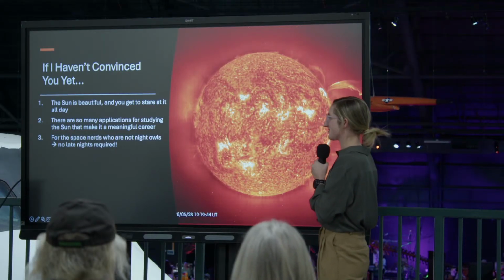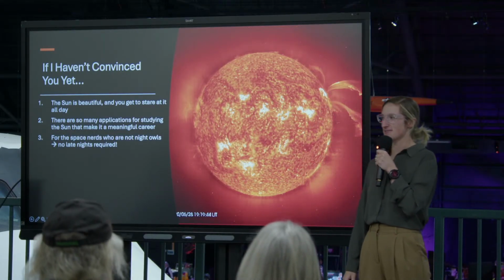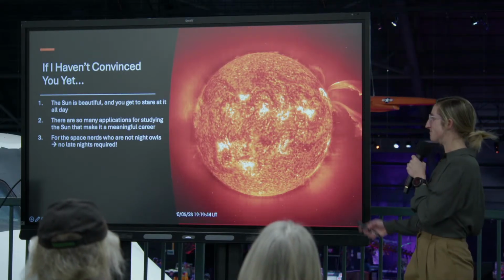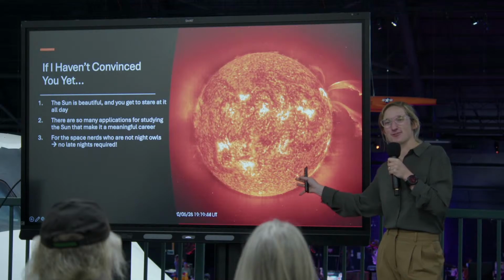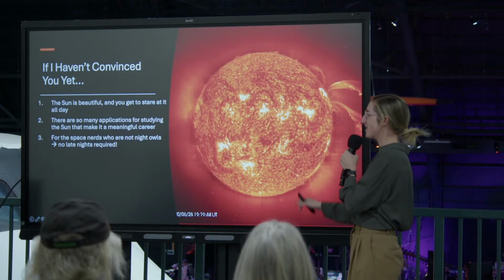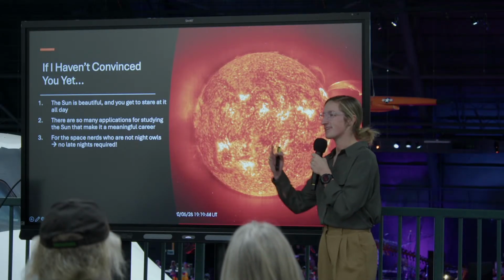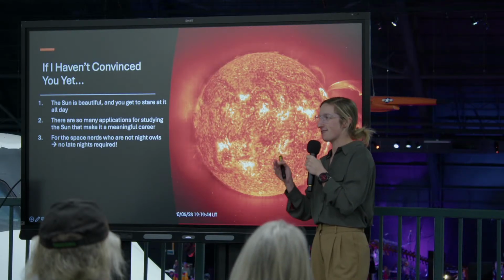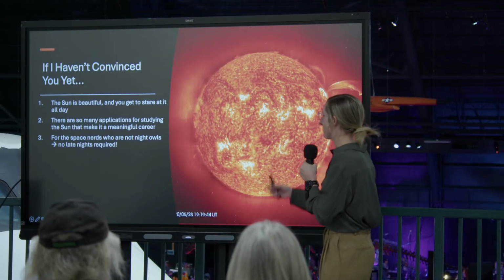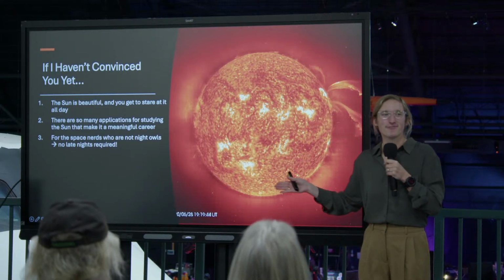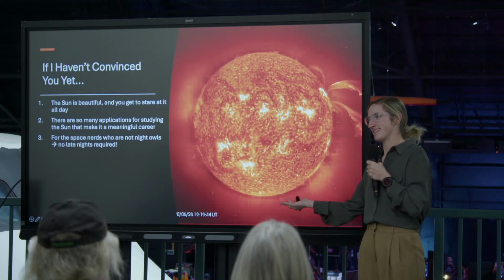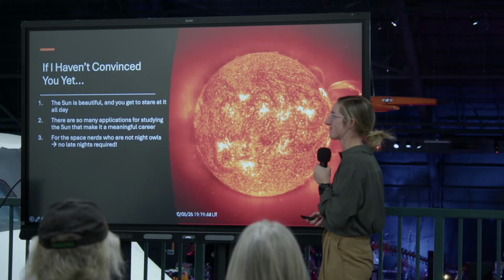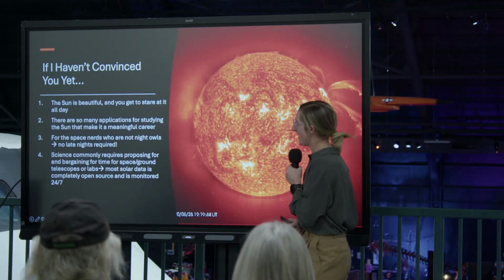All right, so this was an important point for me. So all the space nerds out there who also like to go to bed early like I do, there are no late nights required with studying the sun. With all other fields of astronomy and astrophysics, you still have to stay up late at night to use their observatory because it has to be dark out to observe whatever you're looking at. Versus the sun, if you're going to observe it in an observatory, it has to be during the day. So you get to go to bed at a good hour. Definitely one of the reasons why I wanted to join this career field.